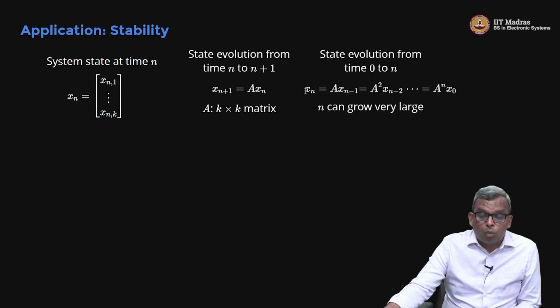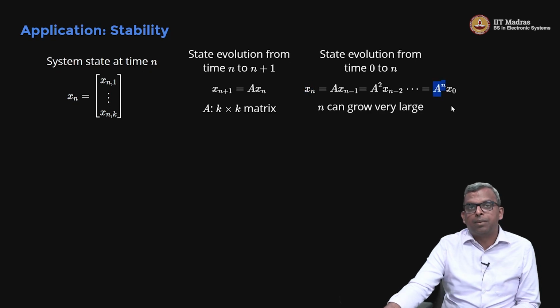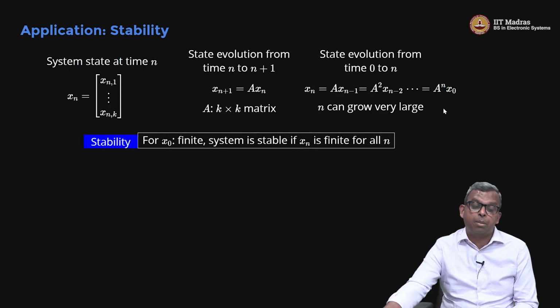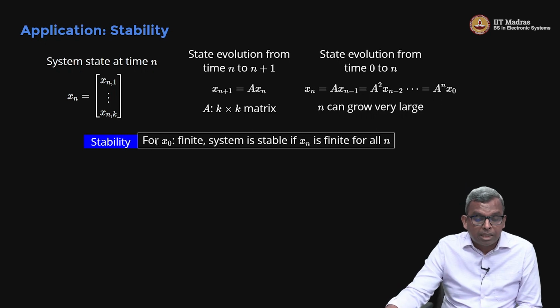So if you want to worry about xn, if you want to compute xn, or if you want to know what xn is, how does it behave, then you really need to know how a power n behaves. So finding a power n is very, very central to all sorts of system theory. In particular, many people are worried about stability. What is stability? You may start off with x naught being finite.